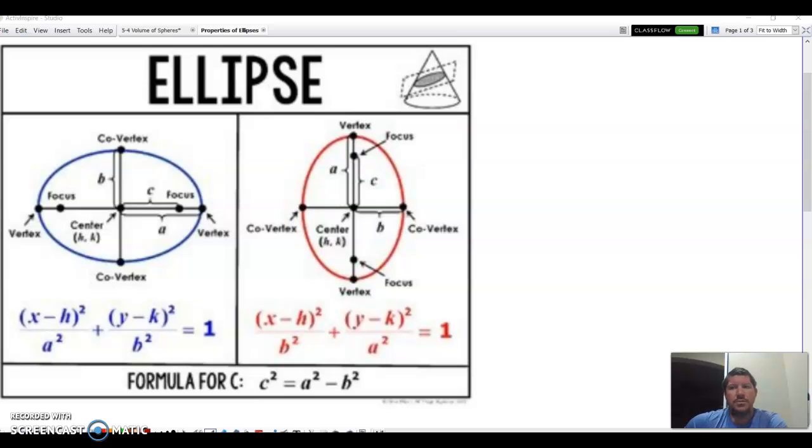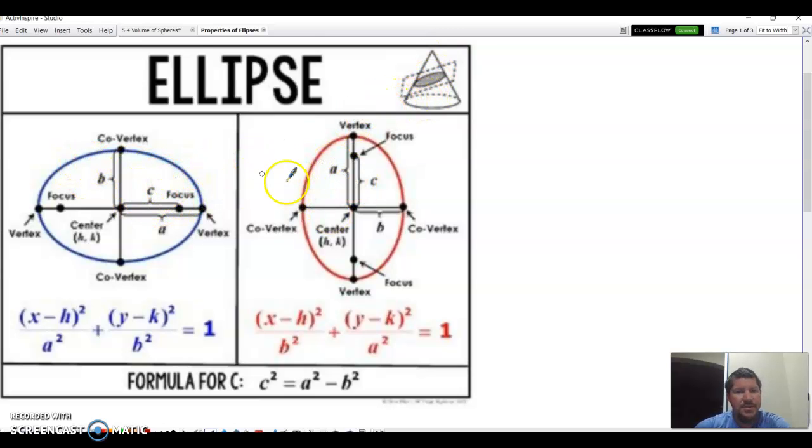Alright guys, so in this video we're going to be starting the third of our conics. So we did parabolas, we did circles, now we're doing what is called an ellipse, or what you would look at and say, oh, that's an oval. But mathematically with conics, it's an ellipse. Up here you can see how it is the cross-section of a cone.